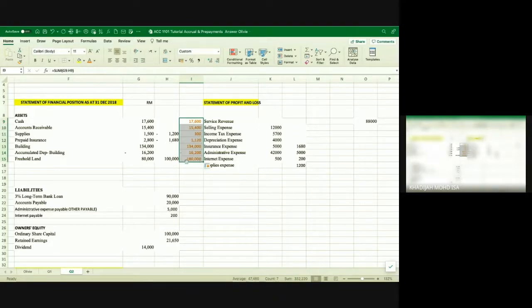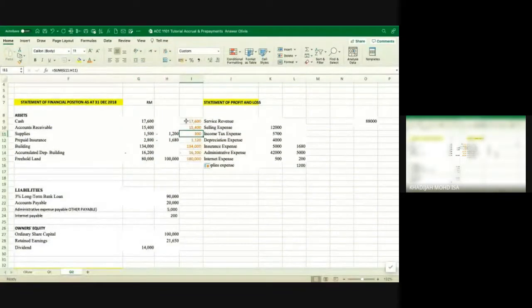You see? So this is my adjusted figure, 17,000, no change. Account receivable also no change, but I had to put in the new amount. But my supplies initially it was 1,005, but now I have credit 1,002. Now supplies is only 300. Prepaid insurance, now we have 1120. Building remains the same, and then this one is my accumulated depreciation for my building. My freehold land initially it was 80,000, now it becomes 180,000. If I were to put in how much is my asset, I will just total up this. See, I have my total asset here, 332,220.